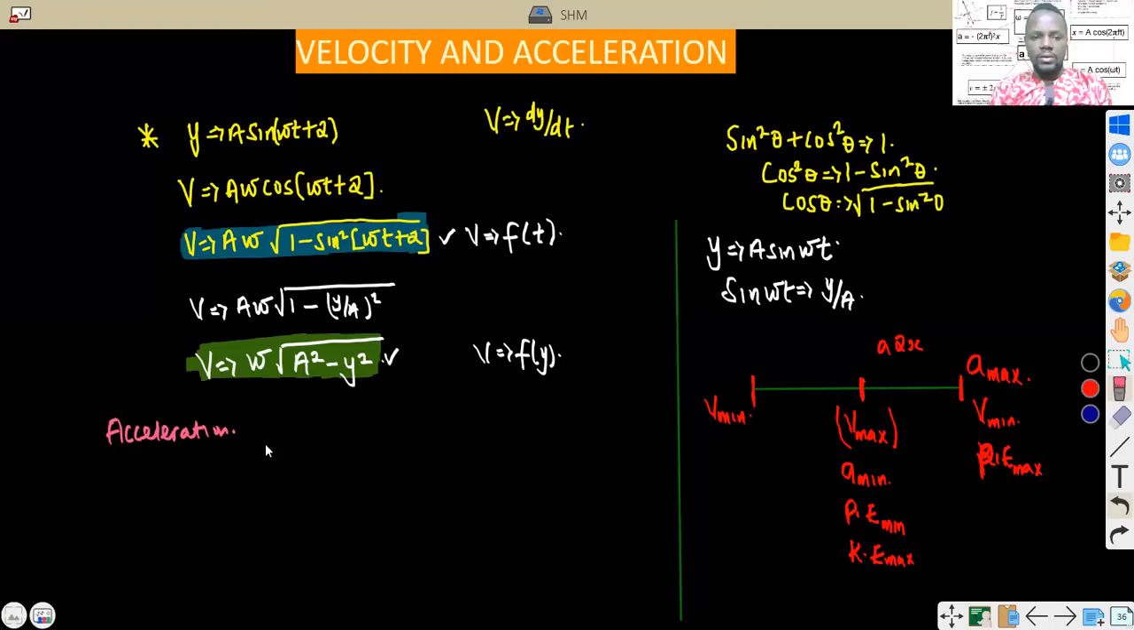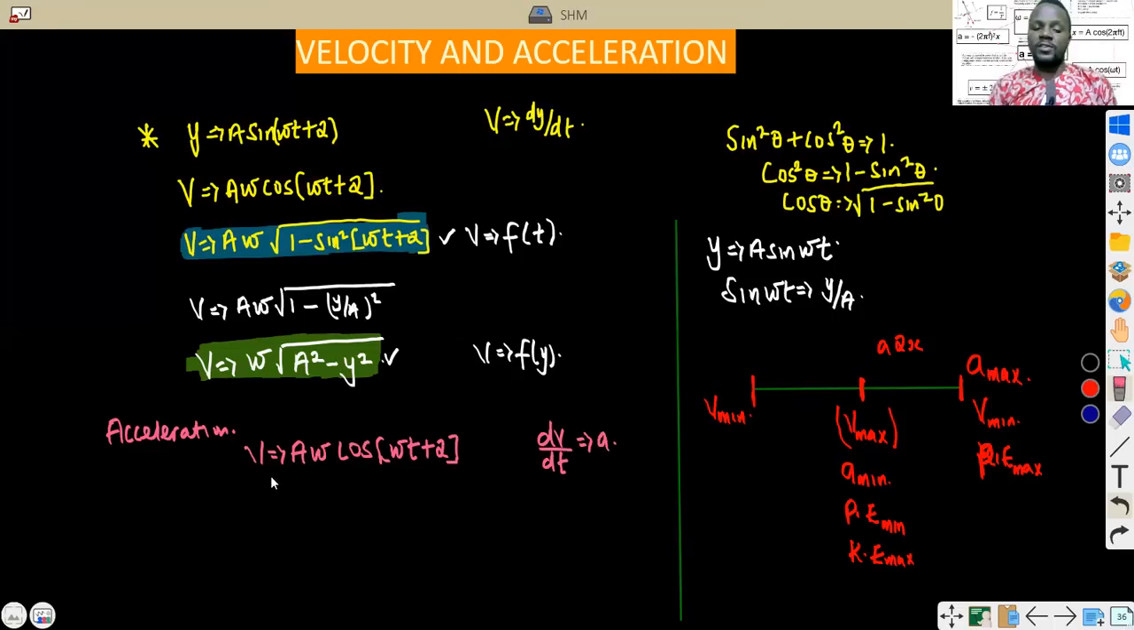Velocity from here is given as a omega cos of omega t plus alpha, where alpha is our initial phase of simple harmonic motion. So from here, we know dv by dt is acceleration. When you differentiate velocity with respect to time, you are going to have acceleration. We've learned about it.